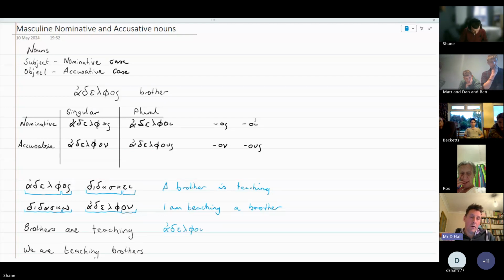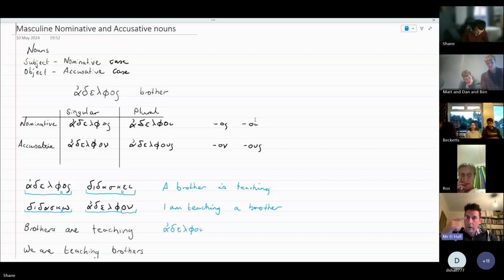And then we need to work out how we're going to write the action of the brothers, which is their teaching. So their teaching, we're talking about plural here. So we need to use the verb for teach, which is didasko. And then we need to work out from our endings which ending is going to agree with a plural subject. All right. So we need to go to the third person plural for didasko.